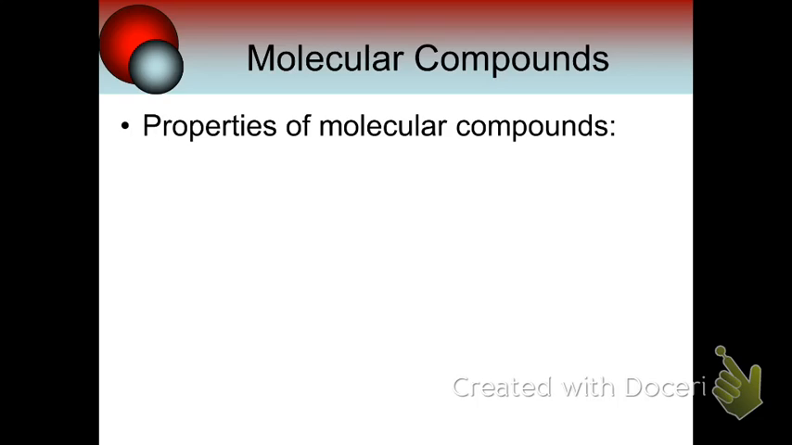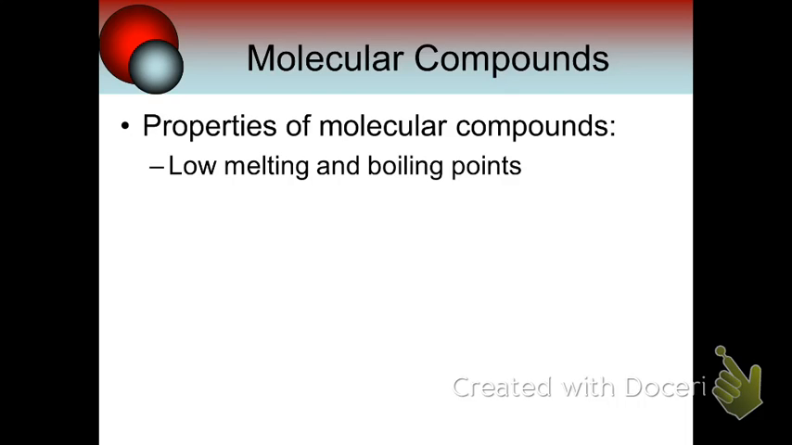We've talked briefly about this, but let's go over the properties of molecular compounds. As you see these properties, remember that the properties of ionic compounds are about 180 degrees opposite of these. The first one is low melting and boiling points. So these compounds have low melting and boiling points.